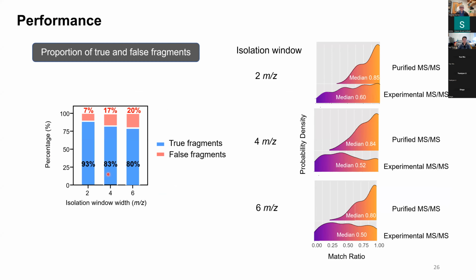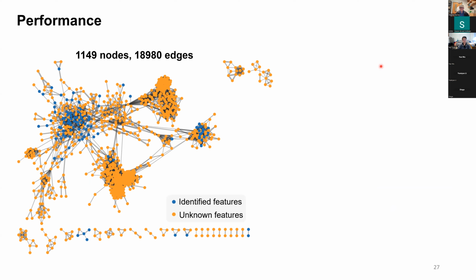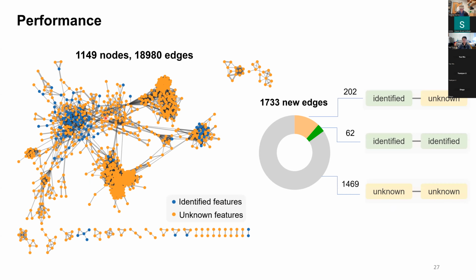Again, first the testing is on the different isolation window widths, and we know that with a larger MS isolation window, you will have more false fragments, and this agrees with what we discovered in the work. We also tested whether using the purified MS gives a better spectral annotation. And in this work, we also checked the performance in molecular networking by connecting known MS with unknown MS using spectral similarity.